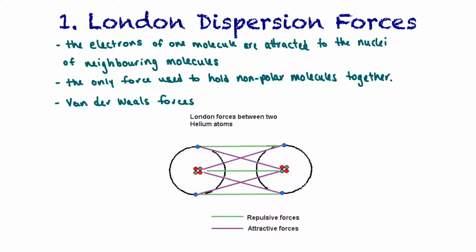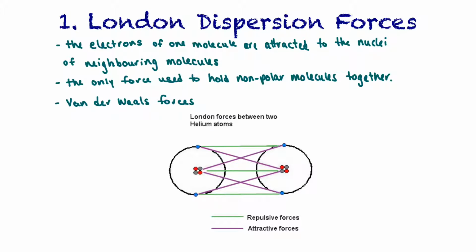And in this example, the electrons of one molecule become attracted to the nuclei of neighboring molecules. So if you take a step back to the structure of the atom, remember the nucleus has protons and neutrons within it. And protons are positively charged, and electrons are negatively charged. So the electrons are going to be attracted to the positively charged nucleus. And London's dispersion forces are the only forces used to hold nonpolar molecules together. And these are also sometimes called van der Waals forces.